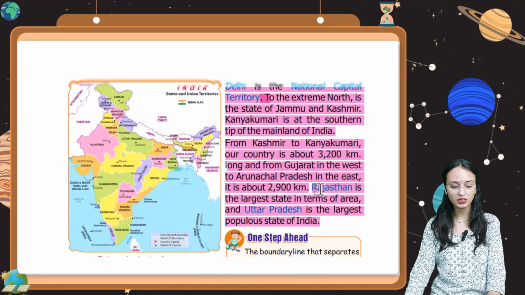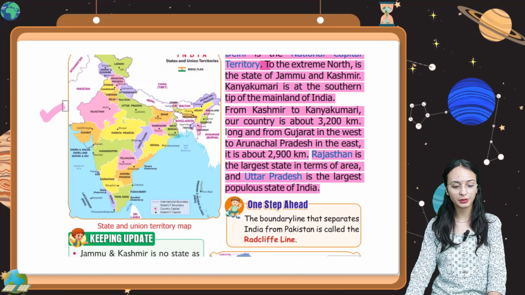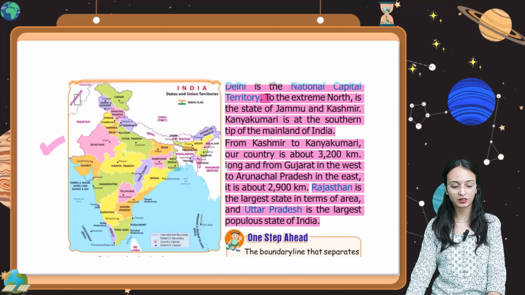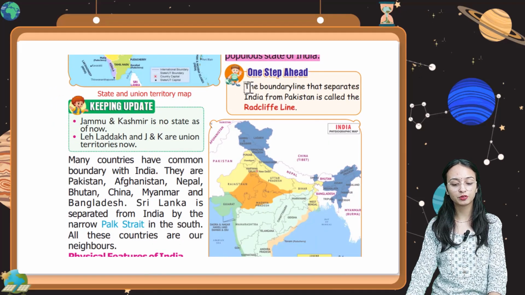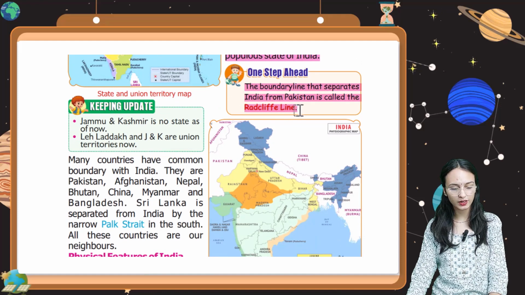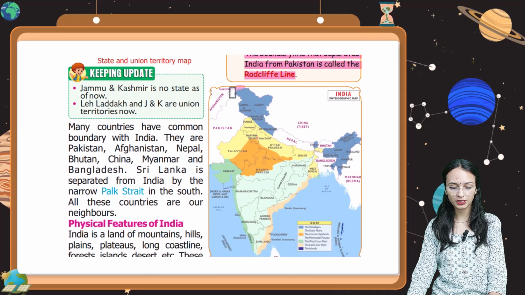Here we can see on the left hand side of the page, there is a political map of India given. Various states are labeled along with the union territories. The boundary line that separates India from Pakistan is called Radcliffe Line. So this is the boundary line that separates India from Pakistan and it is called Radcliffe Line.